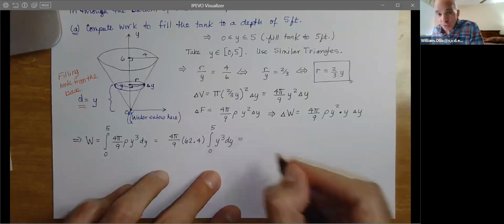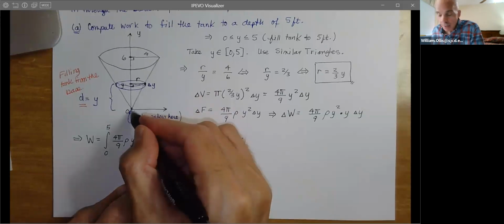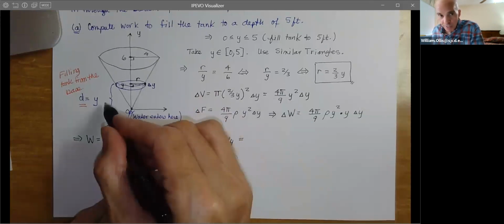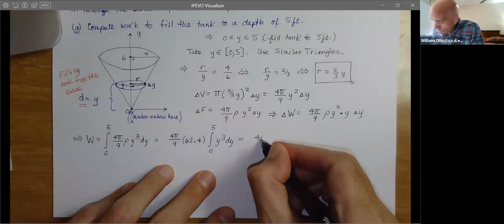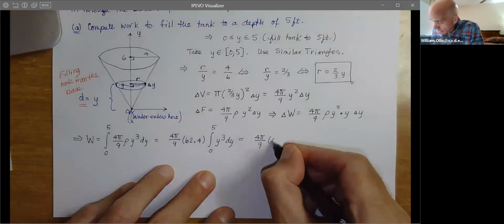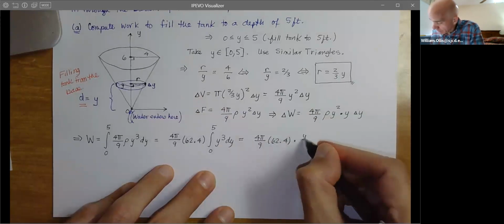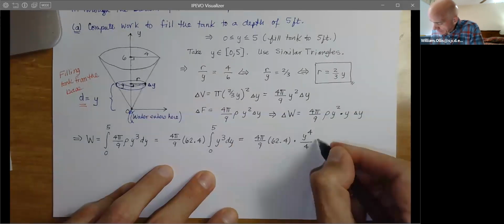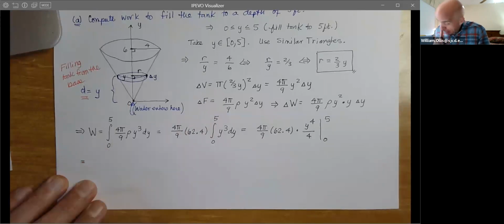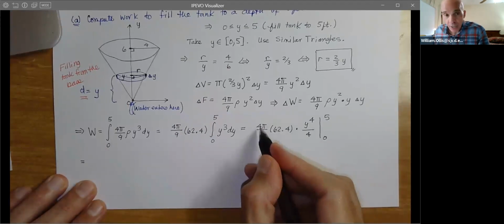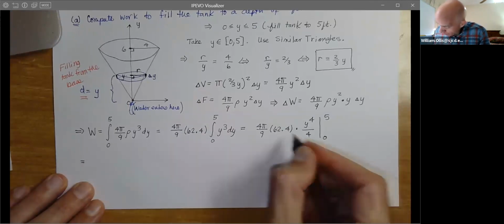Now, boy, this is really easy. The payoff was the real simple integral. Since we're filling from the base, the distance is so much simpler. The difference in distance is what makes the integral more difficult. So we get 4 pi divided by 9, times 62.4. Add 1, divide by the new power, and integrate from 0 to 5. And so now, the 4 and the 4 here, they cancel, and we're just left with pi over 9.